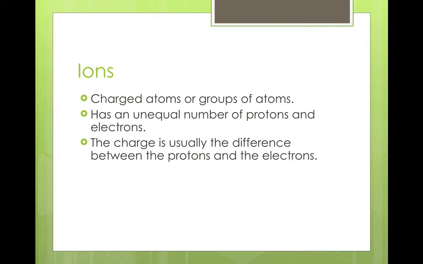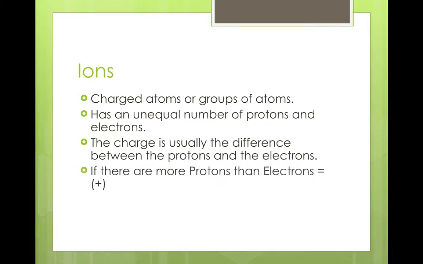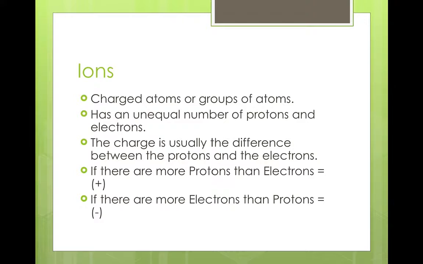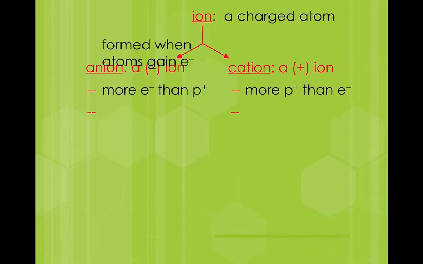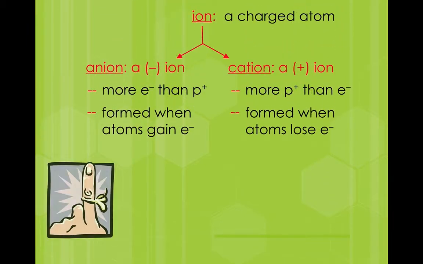So the charge is usually the difference between the protons and the electrons. If there's more protons than electrons, it's going to be positive. If there's more electrons than protons, it'll be negative. These are words that you need to know. So we have an anion: more electrons than protons. This is going to be negative. It's formed when you gain electrons. You're adding all those negatives, so it's going to become overall negative.